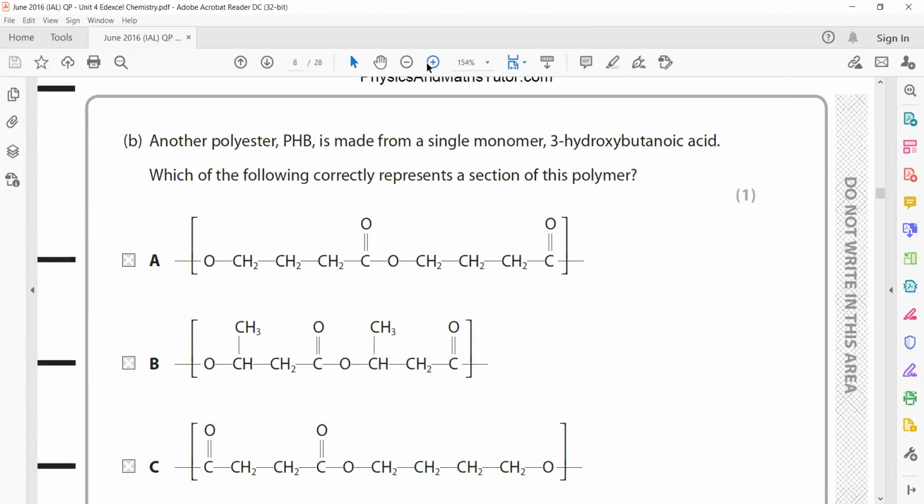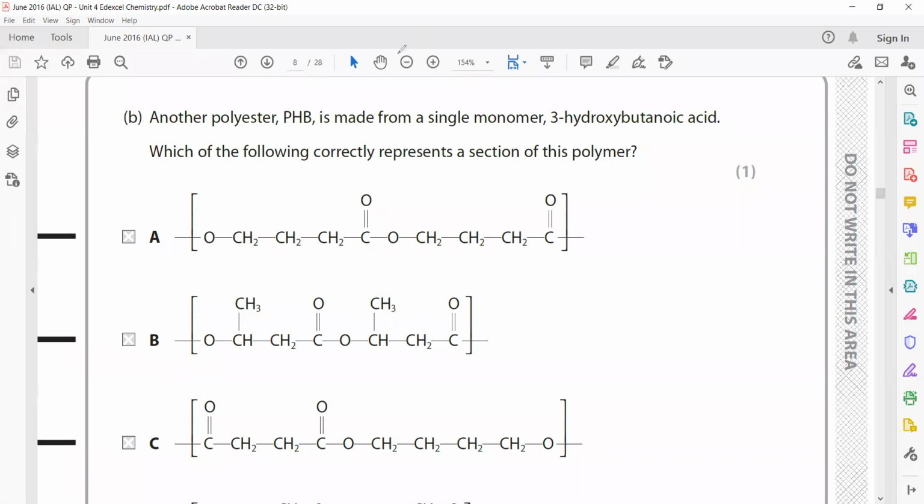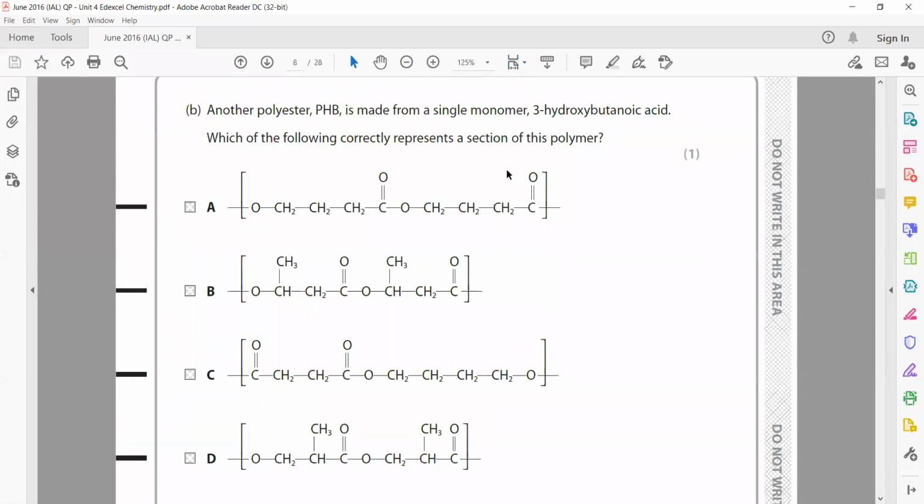Another polyester, PHB, is made from a single monomer, 3-hydroxybutanoic acid. Which of the following is the correct representation of the polymer formed by 3-hydroxybutanoic acid? First we have to draw the monomer, and it will be a condensation polymer. In the third position we have a hydroxy group, and then butanoic acid, so C double bonded with O and OH. So on one side we remove H, on the other side we remove OH. It has CH3, and it's 3-hydroxybutanoic acid.